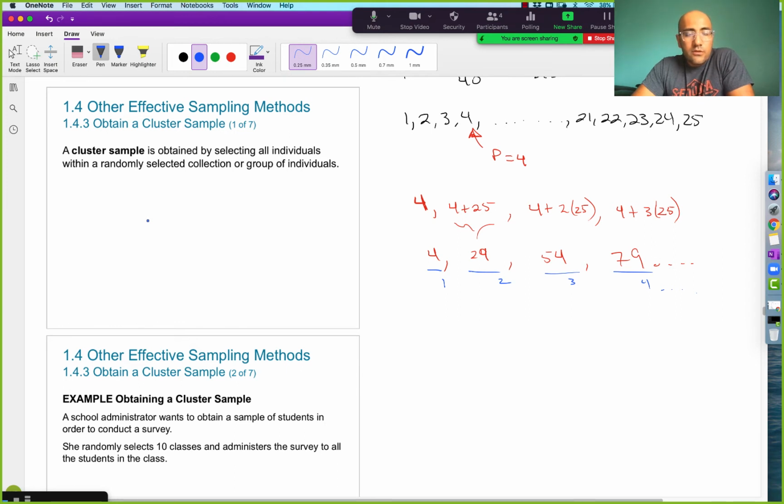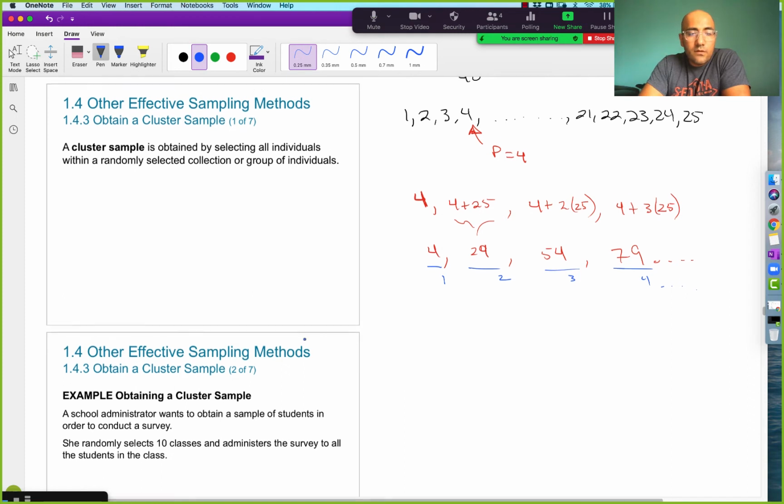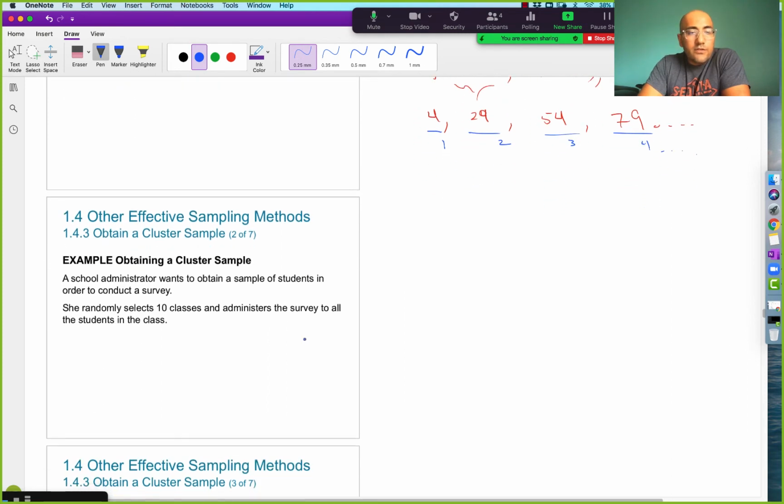Good. So if the members of the population are already broken up into some sort of group, and then you randomly pick a group, and that group is your sample, then that would be an example of cluster sampling. So a school administrator wants to obtain a sample of students in order to conduct a survey. She randomly selects 10 classes and administers the survey to all the students in those classrooms, right? So that's cluster sampling.